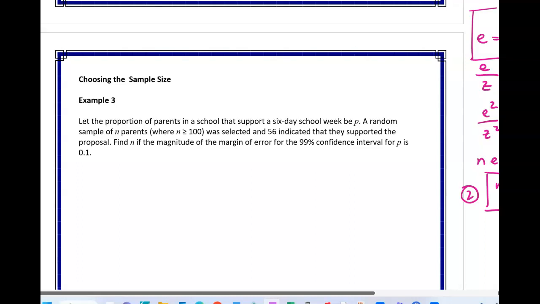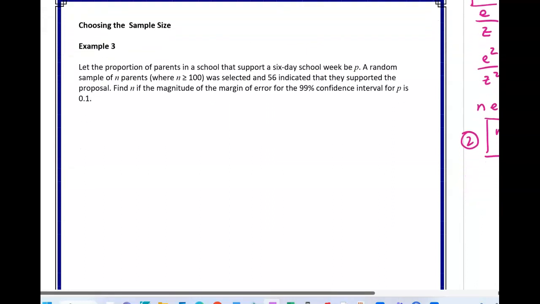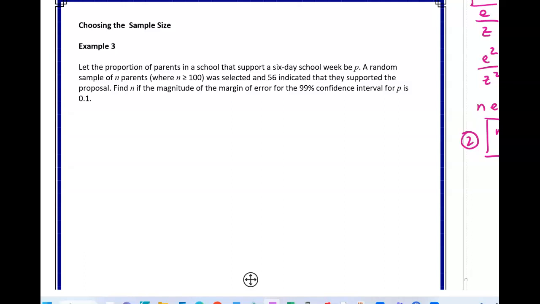All right, so choosing the sample size. I'll let you read this question. Now, I don't like how it's written here. Find n if the magnitude is 0.1. It should not exceed 0.1, the margin of error. Usually we talk about not exceeding a certain error. That's the assumption we're going to make.